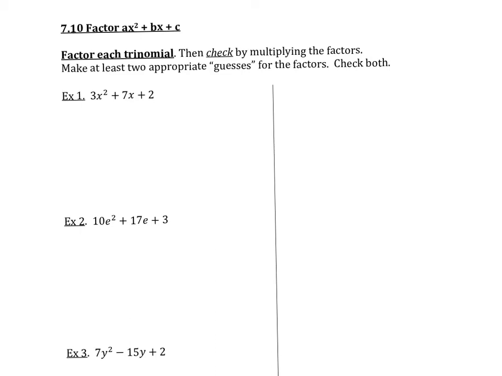Okay, now we're going to factor ax squared plus bx plus c. The only difference between this and what we did previously is there's a coefficient a in front of the x squared, so you can see this is 3x squared instead of just x squared. When we're factoring it, we're still going to make a good guess, just like we did before, by making sure it multiplies to equal this number, but now we're going to make sure it also multiplies to equal this number. We're going to check by multiplying it out because we can't do it in our heads.